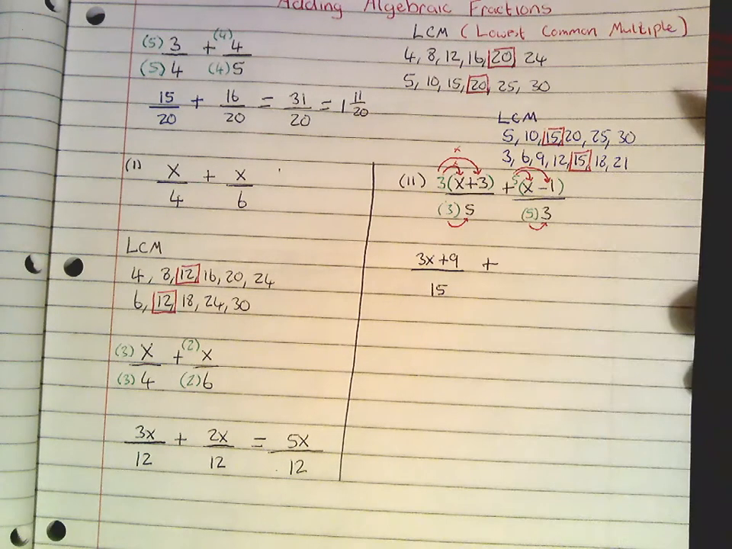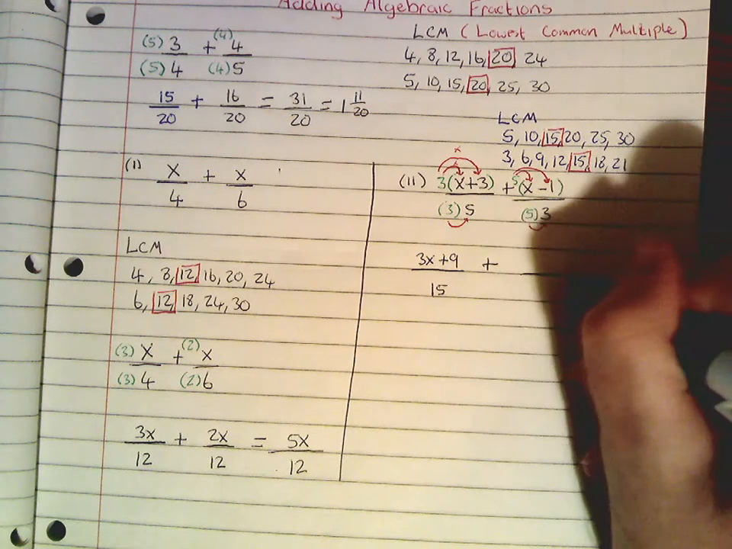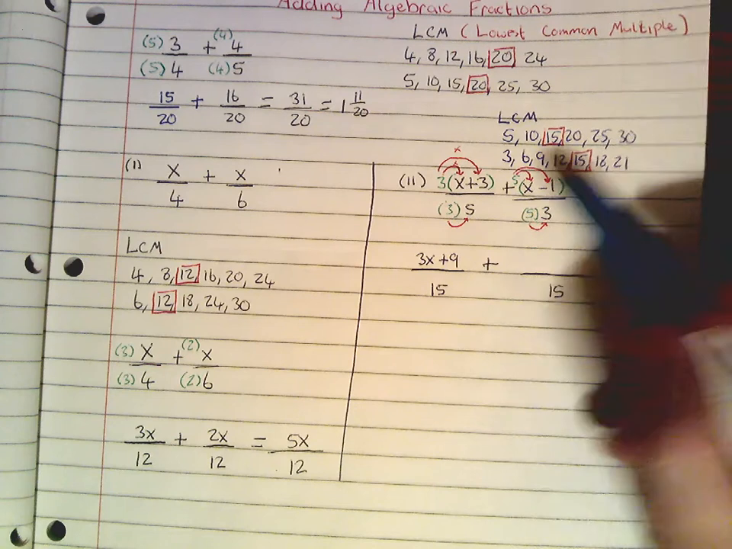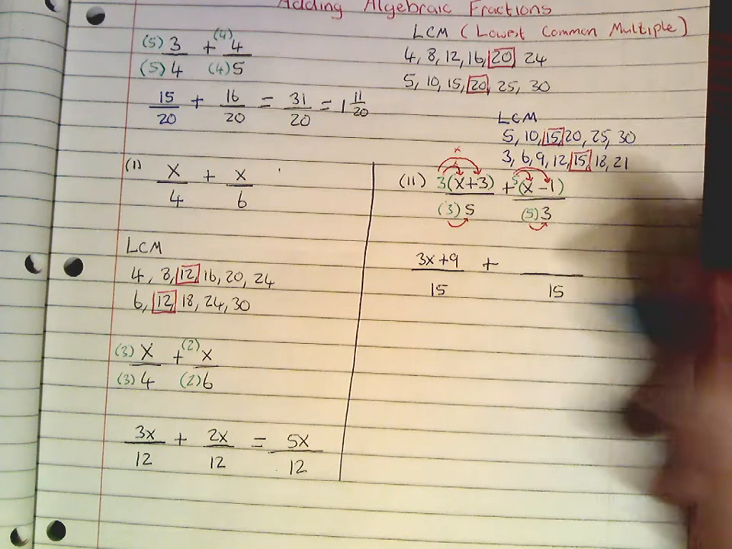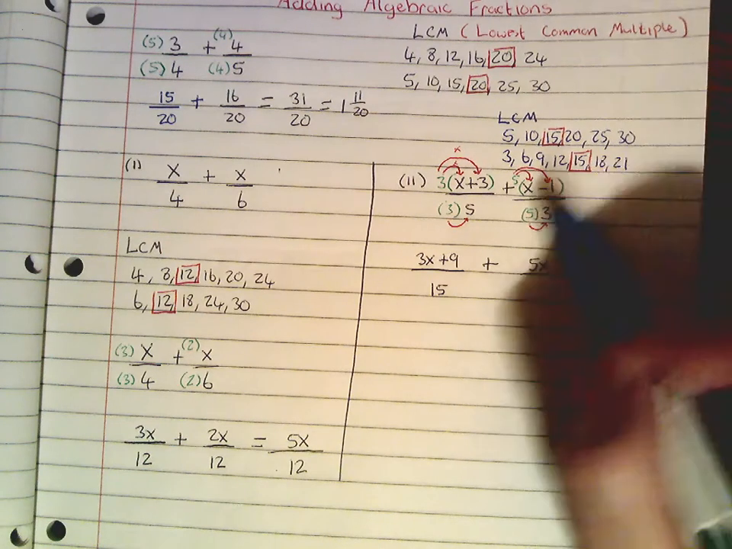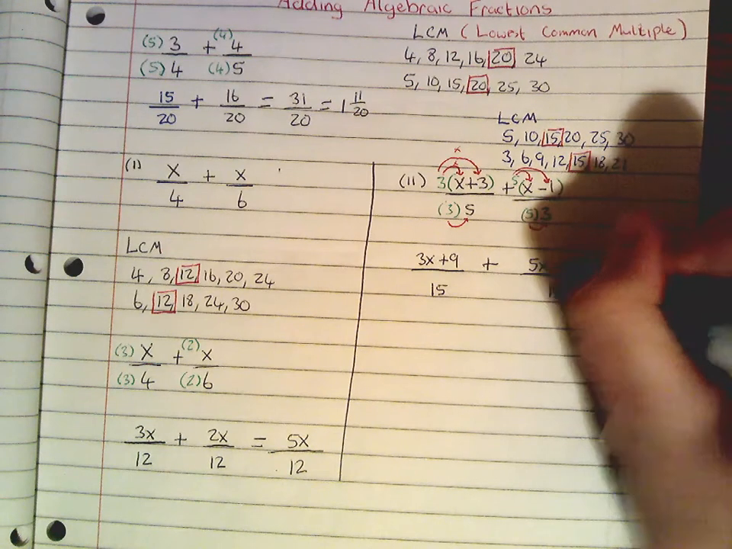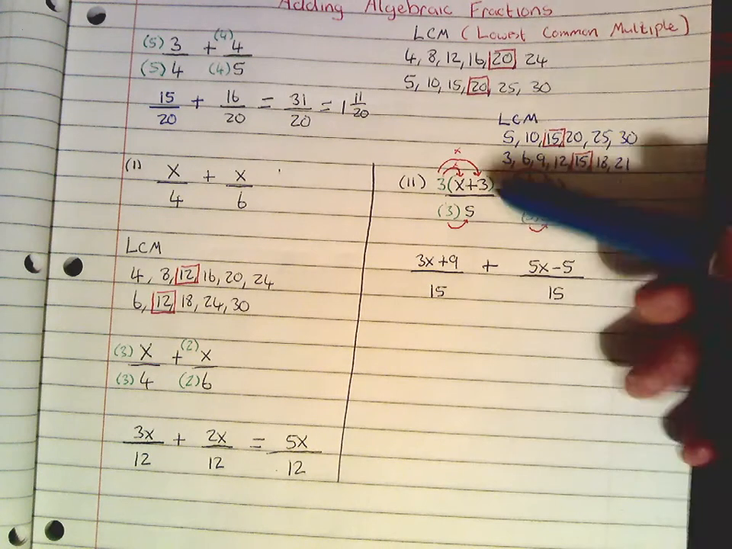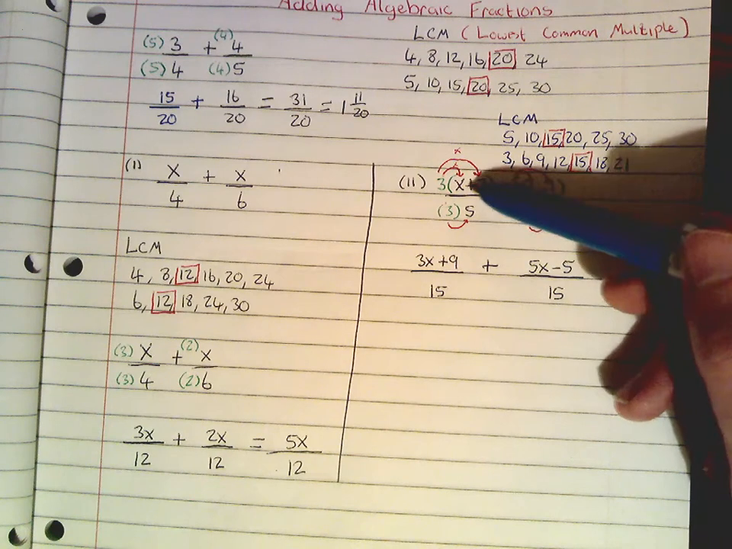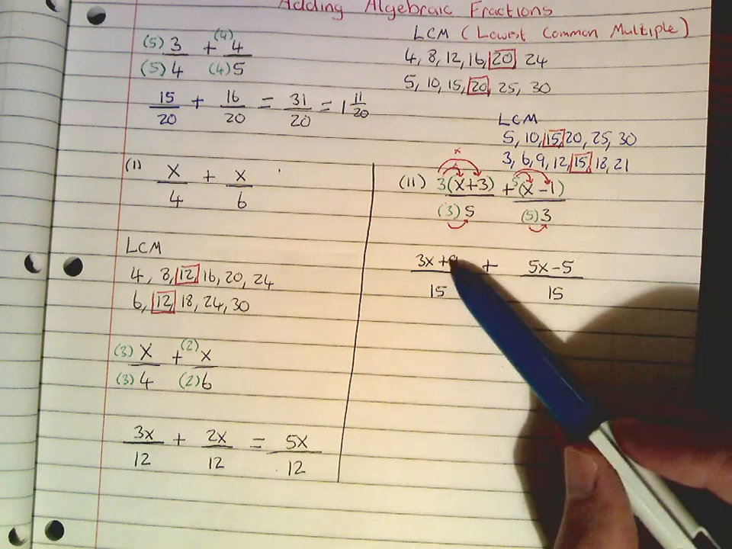Then 5 multiplied by 3 gives me 15. 5 multiplied by x gives me 5x, and 5 multiplied by minus 1 gives me minus 5. So what we've done is taken the fraction x plus 3 over 5 and changed it to an equivalent fraction, which is 3x plus 9 over 15.